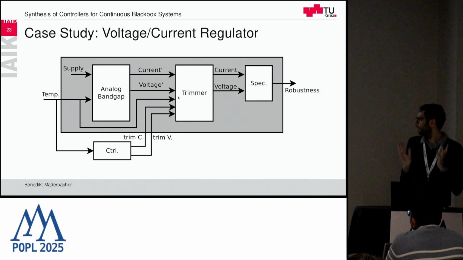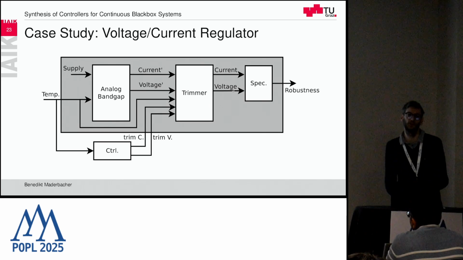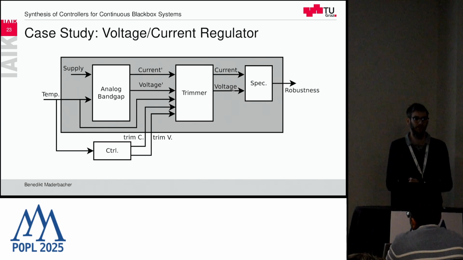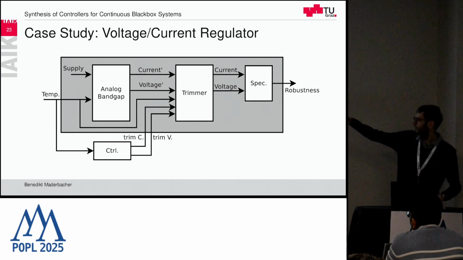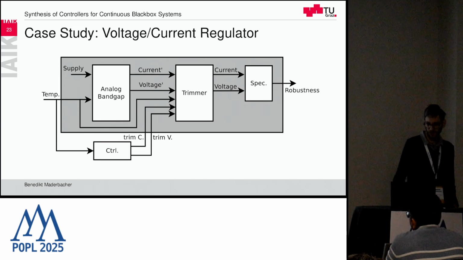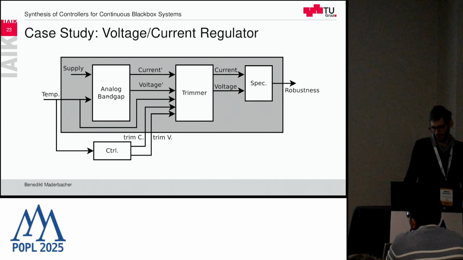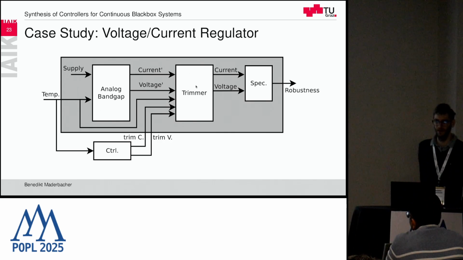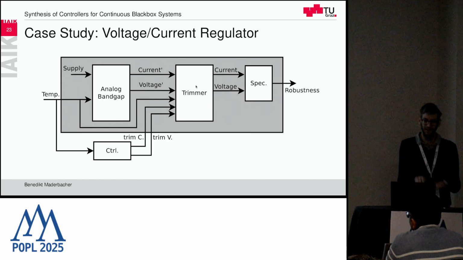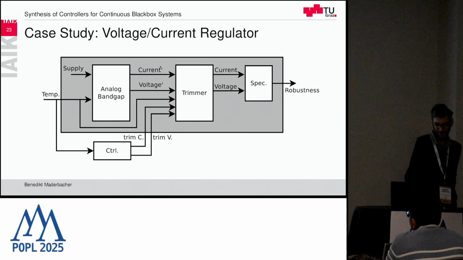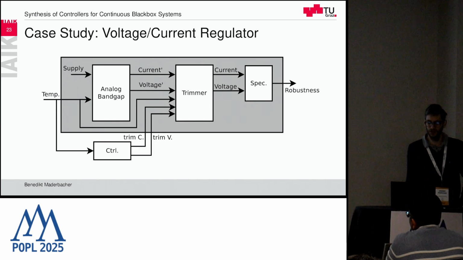And what is the goal of this thing? It should provide very stable current and voltage outputs for all kinds of different conditions. And this whole setup is very temperature sensitive, both the analog part and this trimming component, which is then used to adjust the current voltage outputs from the analog band gap.